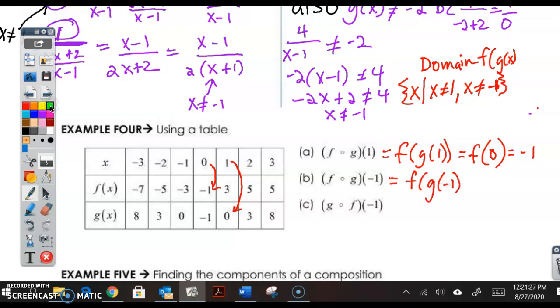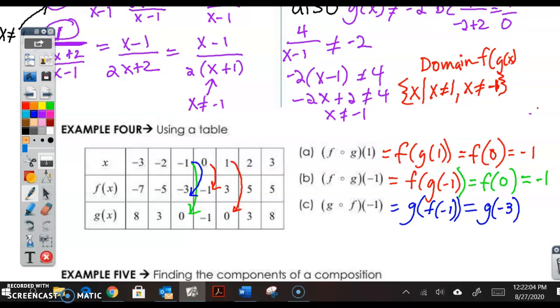All right, well, in a different color. What happens when I substitute in or input negative 1 into g of x? So I get 0. Which we already know is negative 1. And different color. g of f of negative 1. All right, what happens when we input negative 1 into f of x? So we get negative 3. So I will substitute in negative 3 for f of negative 1. Now, negative 3, when we input that into g of x, we get 8.